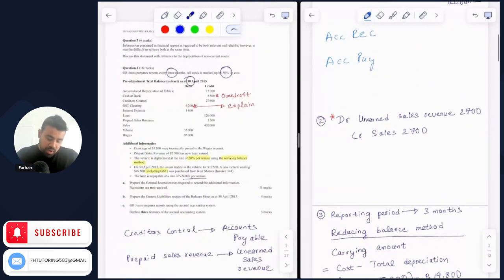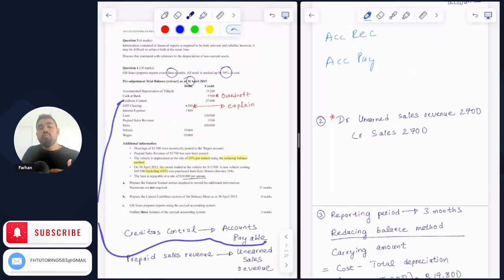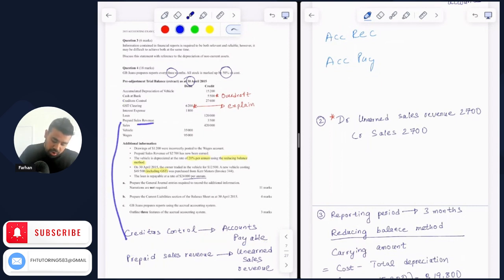Now, before we start the second additional information, let's look into the terminologies for a few of the items that are given within the pre-adjustment trial balance, because this question is from the old curriculum, right? So you can start with the creditors control, which is what now we refer to as accounts payable, or the credit suppliers of the business. These are the people from whom the business purchases inventory on credit. And then we have also got prepaid sales revenue, which is now what we refer to as unearned sales revenue in the new study design.